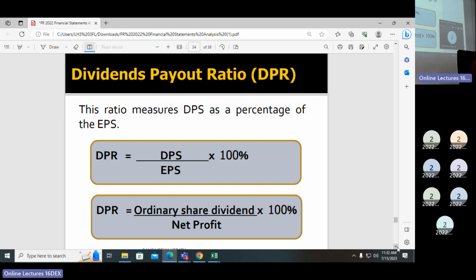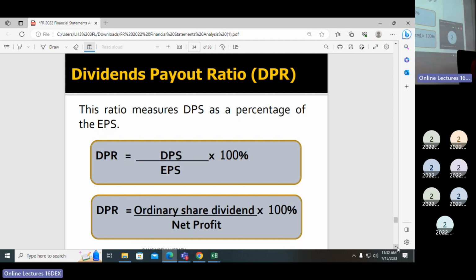Dividend payout ratio: you take dividend per share divided by earning per share. So relatively, out of the earnings, how much is paid as dividend? Suppose you earn 10 rupees per share and pay 5 rupees as dividend, then the dividend payout ratio is 50%. You can take it as a percent. Another company earns 20 rupees and pays 8 rupee dividend. So 8 out of 20, they are paying only 40%.